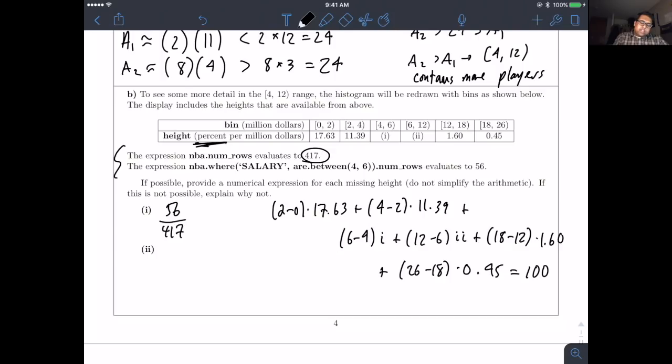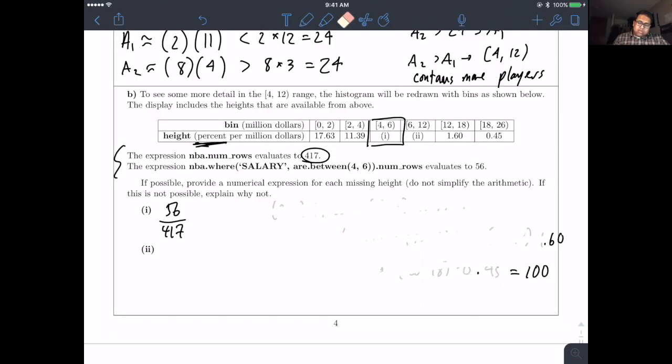So what the area of each bin corresponds to is the number of NBA players, or the percentage of NBA players, rather, that fall into that bin. So the area for example, of the 0 to 2 bin is the percentage of players that fall in that bin, right? So the area of the 4 to 6 bin should be the proportion of players that are in that bin, right? Which we're actually given, right? Because we're told that 56 out of the 417 data points actually occur in our region, right? Of course, we would times that by 100%, but we're not quite done yet, right?